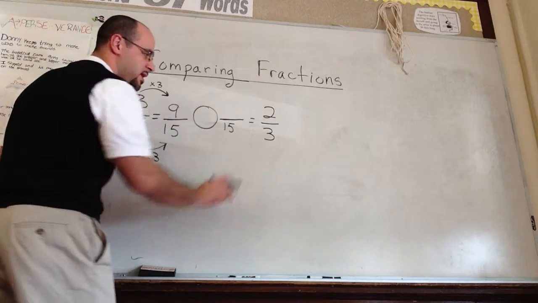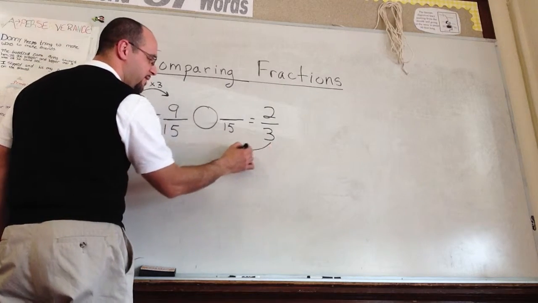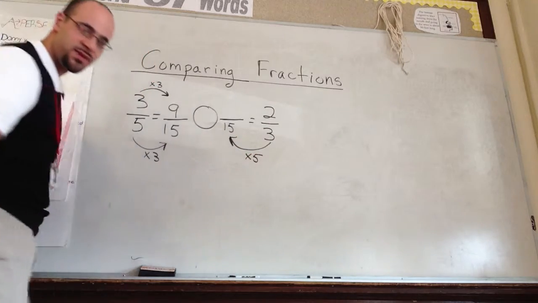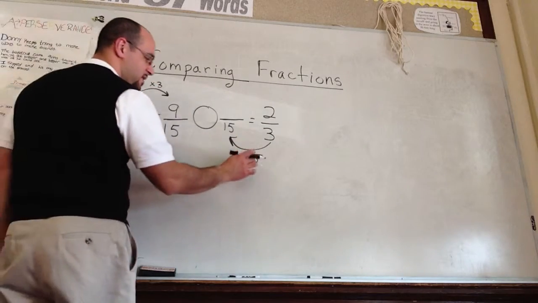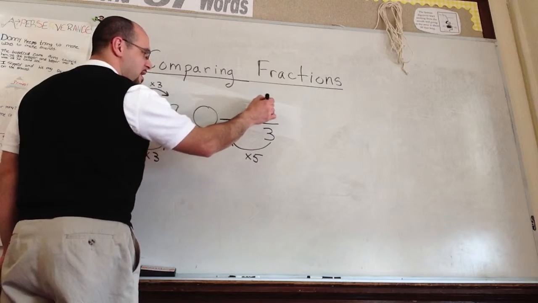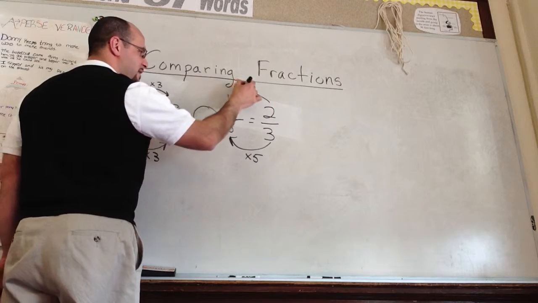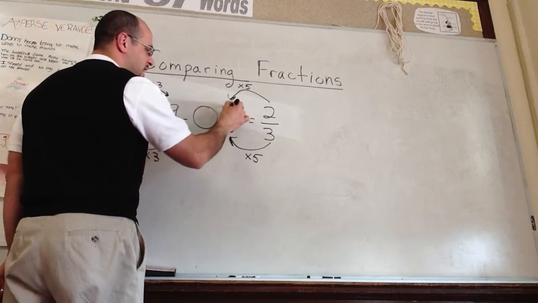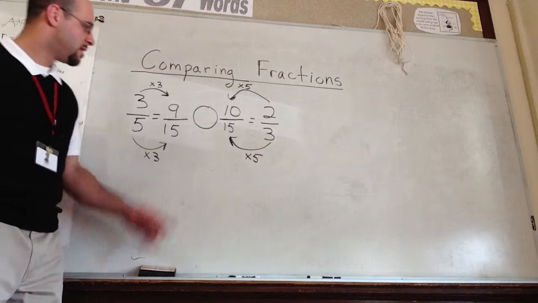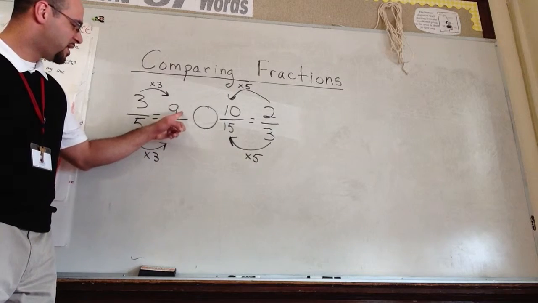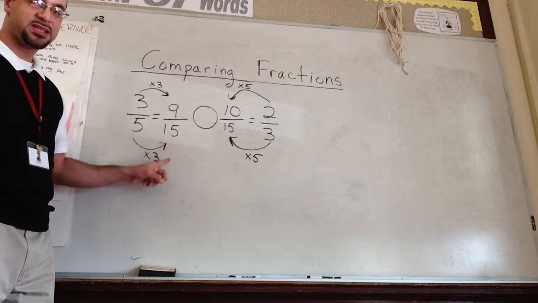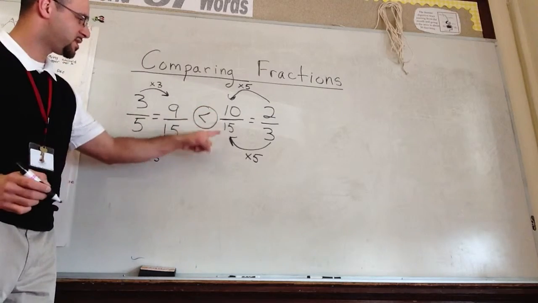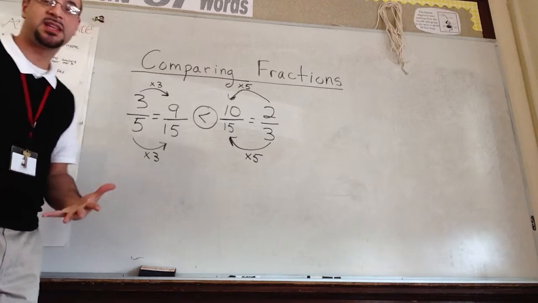Now we're going to do the same thing here. How did I go from 3 to 15? I said 3 times 5 is 15. That means if I do times 5 down here, I have to do times 5 here. So 2 times 5 is 10. Now I can see that 9 pieces out of 15 pieces is less than 10 pieces out of 15 pieces. I couldn't see that before.